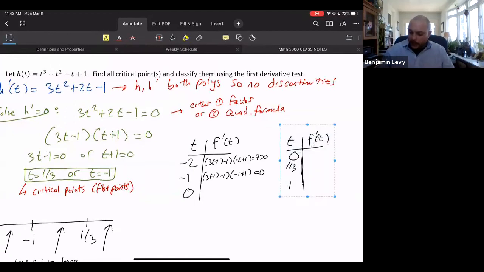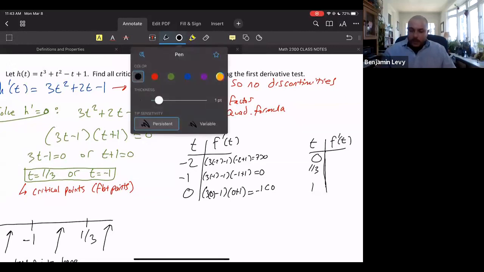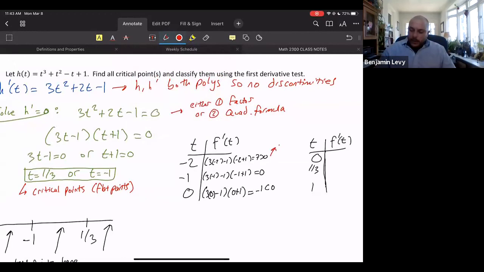Slide this over. And then the third piece, 3 times 0 minus 1, times 0 plus 1. So you're going to get -1 times 1, which is -1. So increasing, flat, decreasing. Increasing, flat, decreasing would be a max.